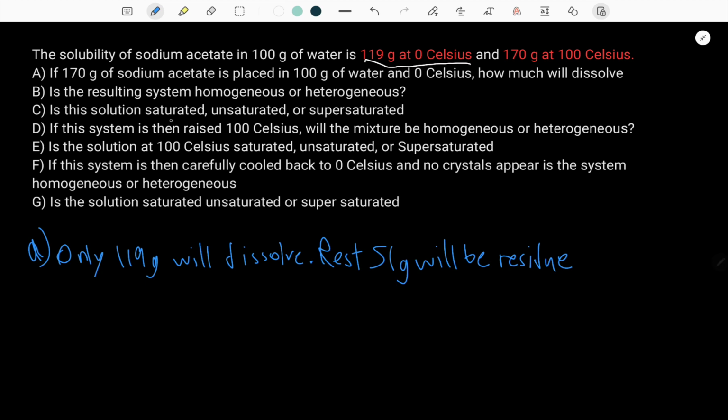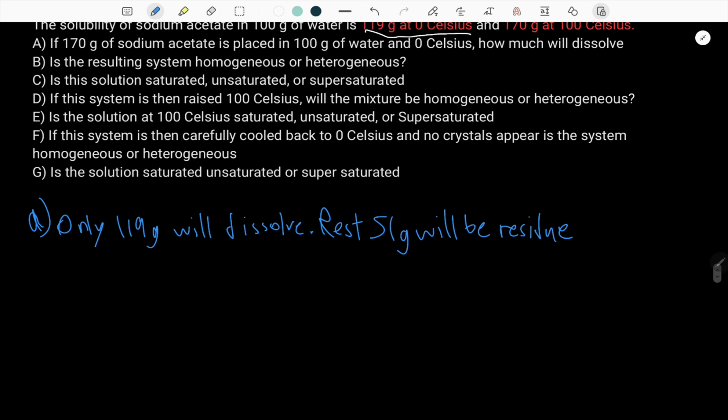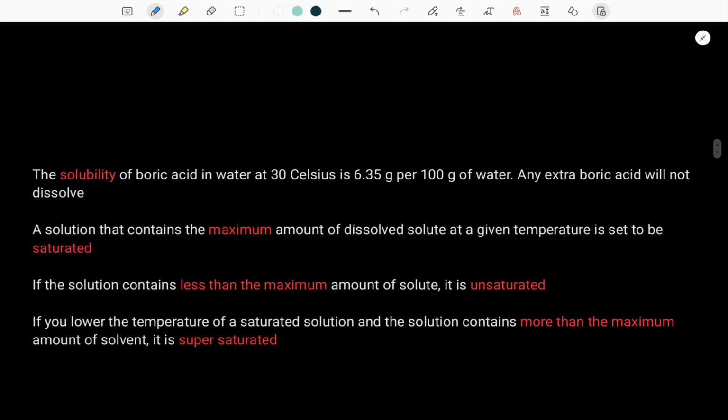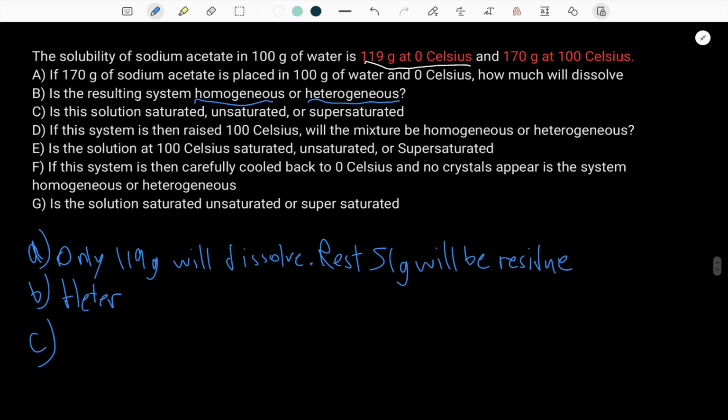And is the solution homogeneous or heterogeneous? This is very simple. If you have any solids like residue, it means heterogeneous, and if we don't have any residue, then it's homogeneous. So in our case, it's going to be heterogeneous. So B, hetero, and then C is asking if it's saturated, unsaturated, or supersaturated. So we reached our maximum amount of dissolved solute, which is 119, so it is saturated.